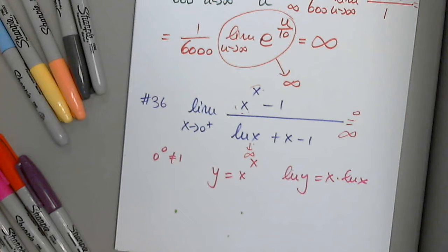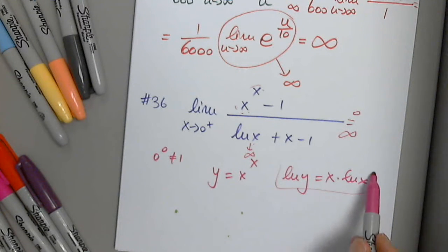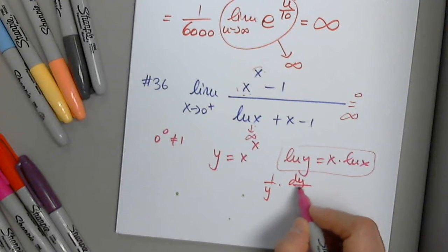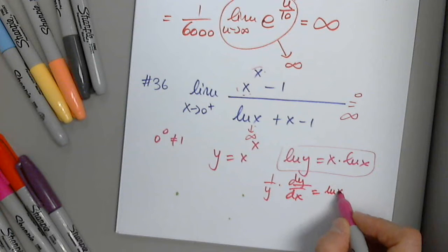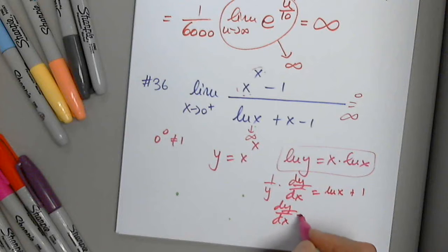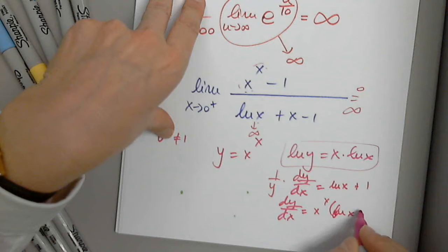I'm not sure. I think it could be a possible error in there. So we can skip it for now. I'll think about it. As I said, we can differentiate. So if I differentiate, I get 1 over y times dy over dx, and this is natural log x plus 1. So then dy over dx is x raised to x, times natural log x plus 1.